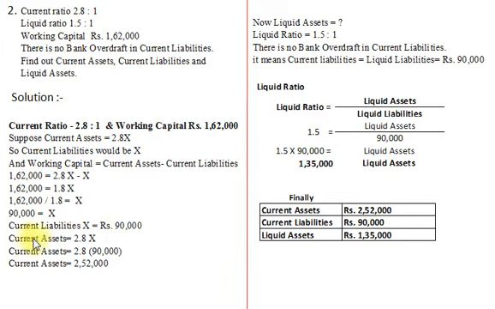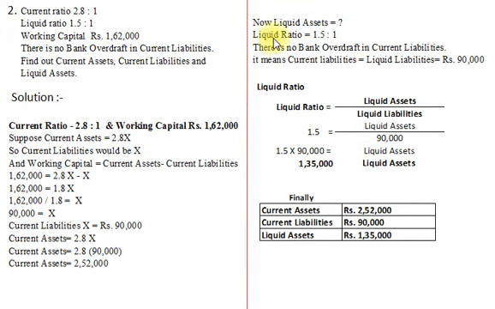Okay, now current assets. We have assumption of current assets, that is 2.8x. Now let us put 90,000 as x. So our current assets would be 2.8 multiply 90,000. So finally we get current assets rupees 2,52,000. And now let us calculate liquid assets.